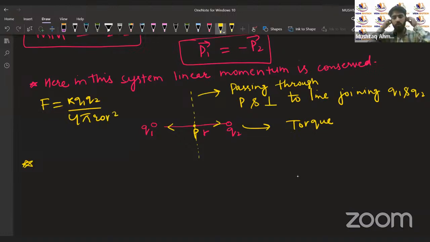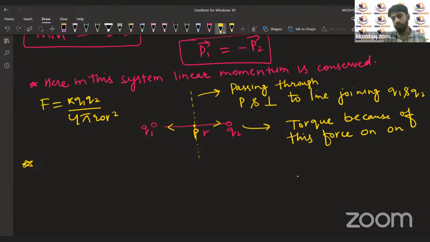Torque because of this force on one of the charges. I want to calculate the torque because of this force on one of the charges, how much the torque is on one of the charges, and the force is directed along this direction, right? Like this. This is how the force between the two charges q1 and q2 is directed along the line joining the two charges.